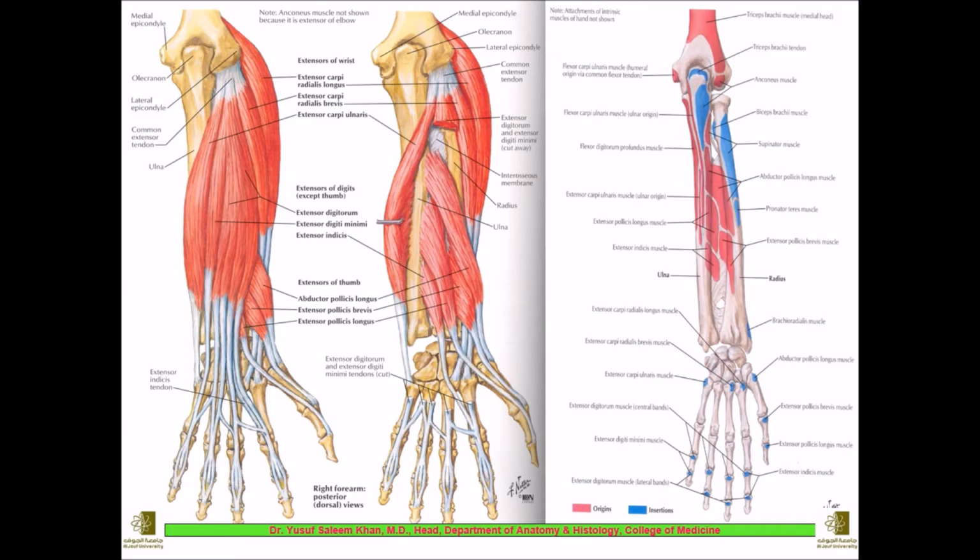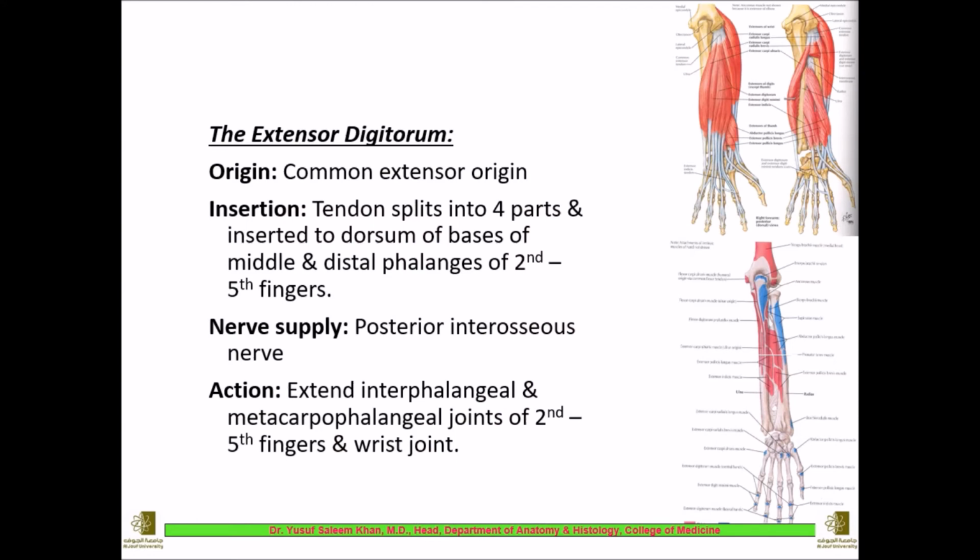There, two muscles do this, and here a single muscle, the extensor digitorum, splits into three slips and gets inserted to the middle phalanx as well as the distal phalanx, on the dorsal surface of the phalanges of the second, third, fourth, and fifth digits. Coming to the nerve supply, it is supplied by a branch of the radial nerve, the posterior interosseous nerve.